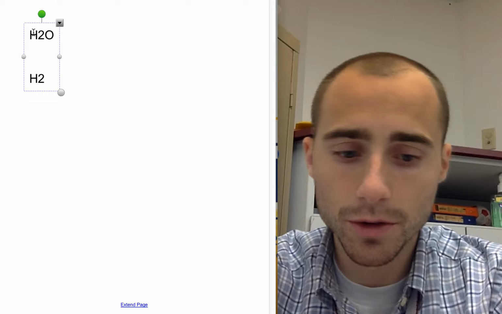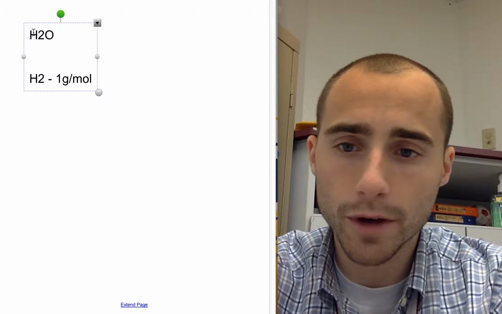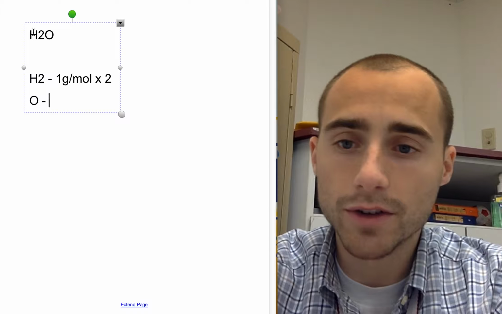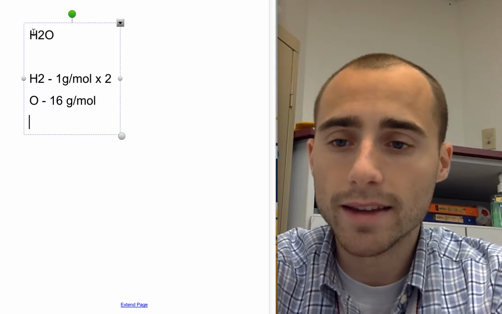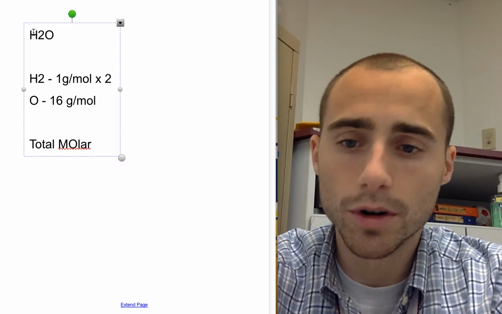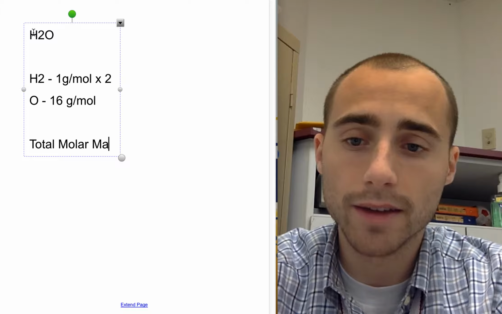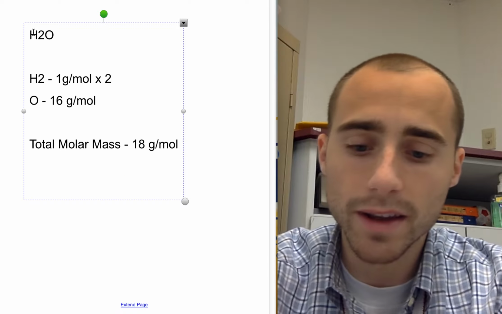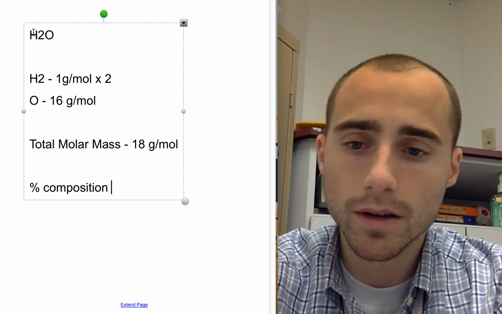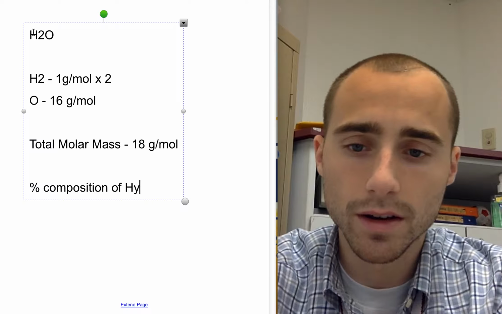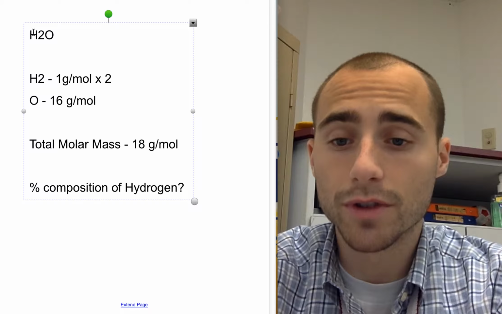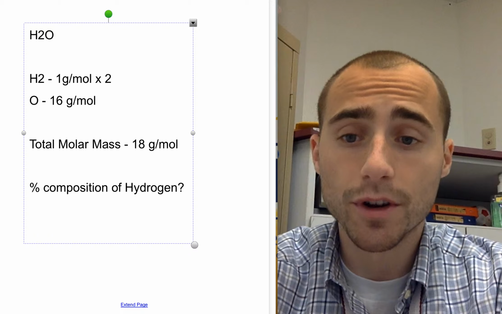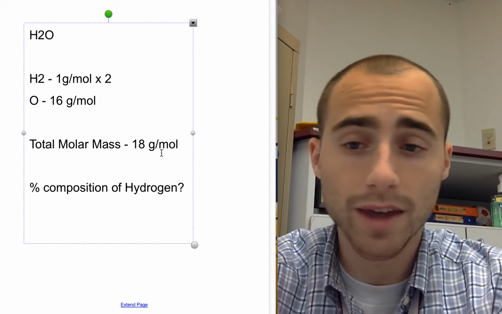Let's do another example. Let's do water, H2O. We have H2, which is 1 gram per mole for every H, so you have to times that by 2, and then oxygen is 16 grams per mole. Added together, the total molar mass is 18 grams per mole. And I want to know the percent composition of, we'll go with hydrogen. First step, we already accomplished, which is figuring out the total molar mass, which is 18 grams.